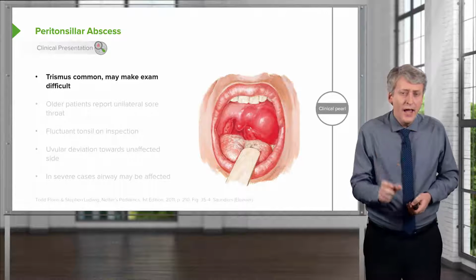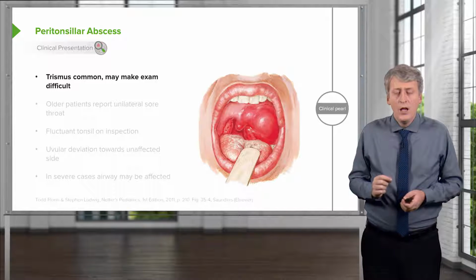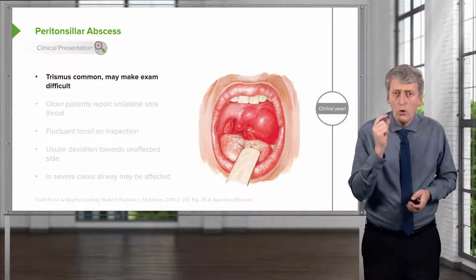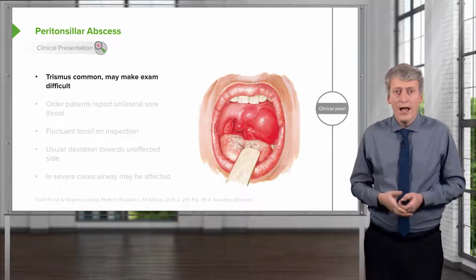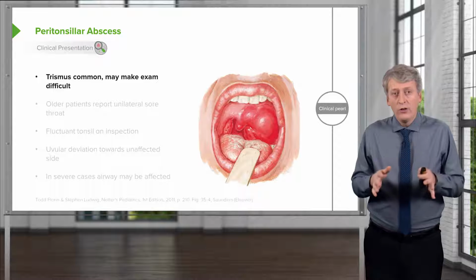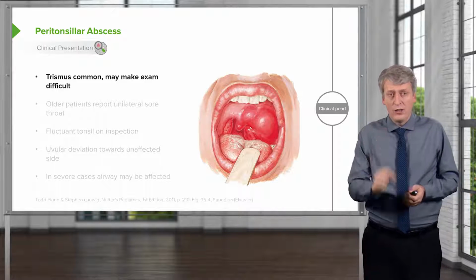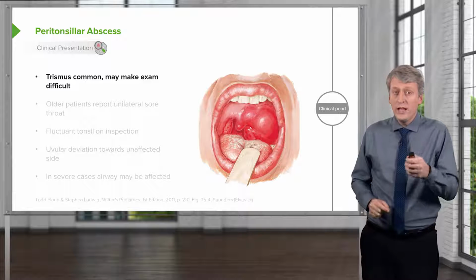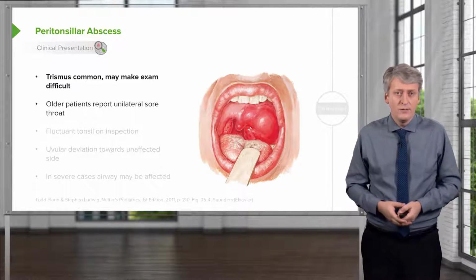What's key, and the most important clinical pearl for you, is trismus. If a patient doesn't want to open their mouth, there is a high likelihood they have a peritonsillar abscess. However, the trismus may make the exam difficult because it's harder to see back into the throat. Nonetheless, you really have to try because it's an exam that makes the diagnosis in most cases.